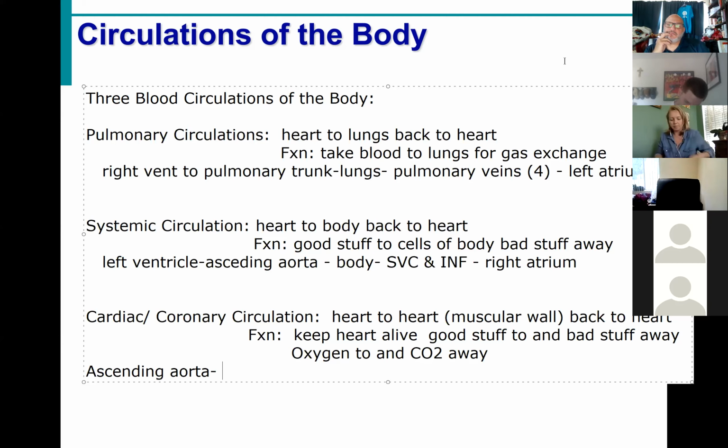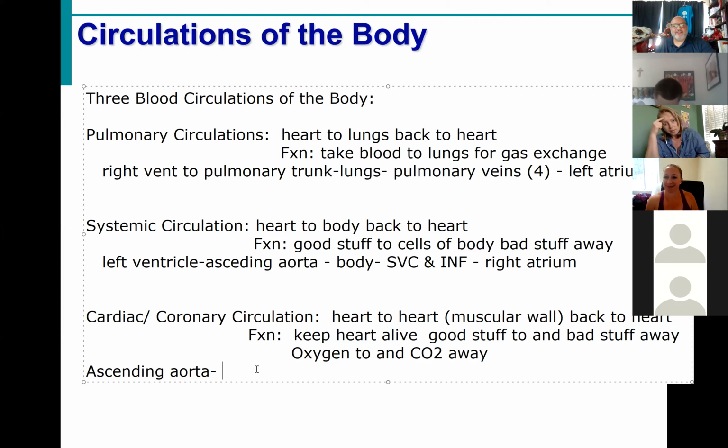Is it common carotid? Nope. The left common carotid, the left subclavian, and the brachiocephalic come off of the aortic arch. There are only 2 blood vessels that come off of the ascending aorta. Let's cheat. Left and right coronary arteries.